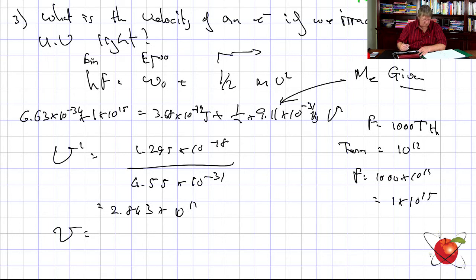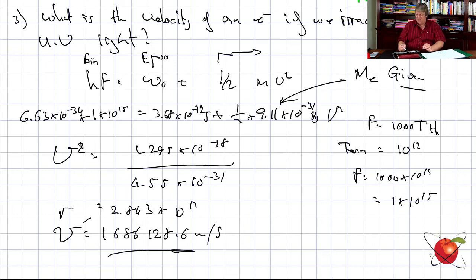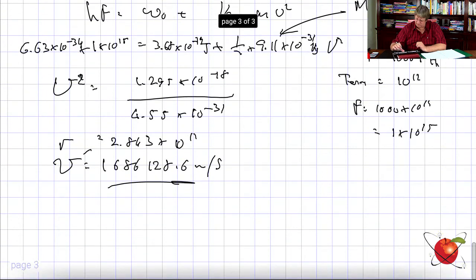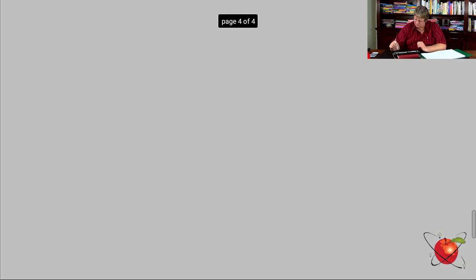So my velocity, take the square root. Remember, this is squared, so v must be the square root of that, which is 1,686,128.6 meters per second. That's 1.6 million meters in a second. It's pretty darn quick. So that's quite straightforward. There's not a problem with those.